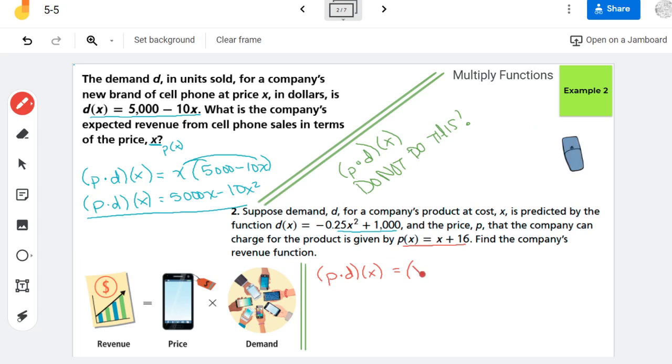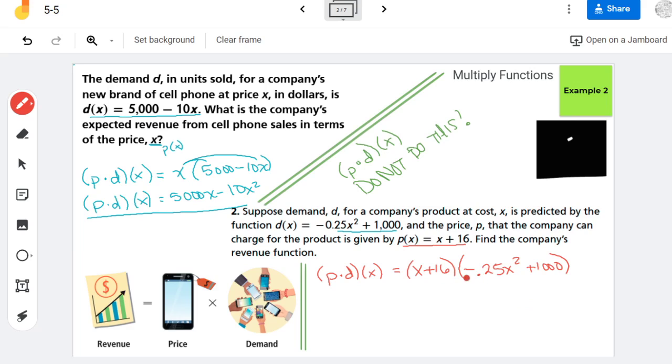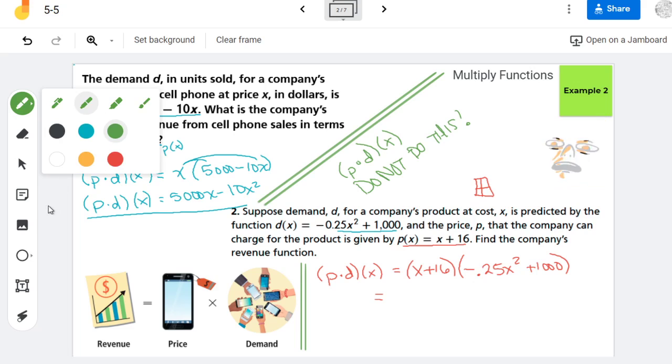So I'm taking the price function, which is x plus 16, and I'm multiplying it to the demand function, which is negative 0.25x squared plus 1,000. Now, you can multiply this in multiple ways. You could use the distributive property, which is what I'm going to do, or you could use the box method, which I've shown on previous videos. It doesn't really matter. Multiplication is multiplication, let's be honest here.